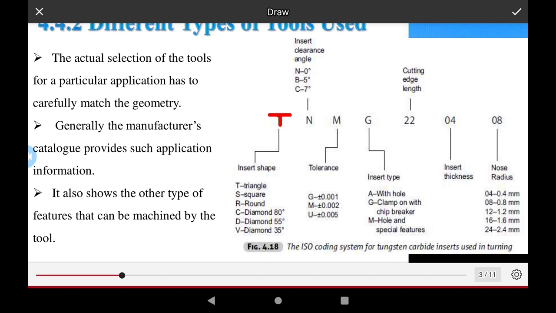T is the insert shape. T is the insert for the triangle form. The machine is provided for the work performed to the triangle form, and test for the T, and square form. The machine is performed to the square form.